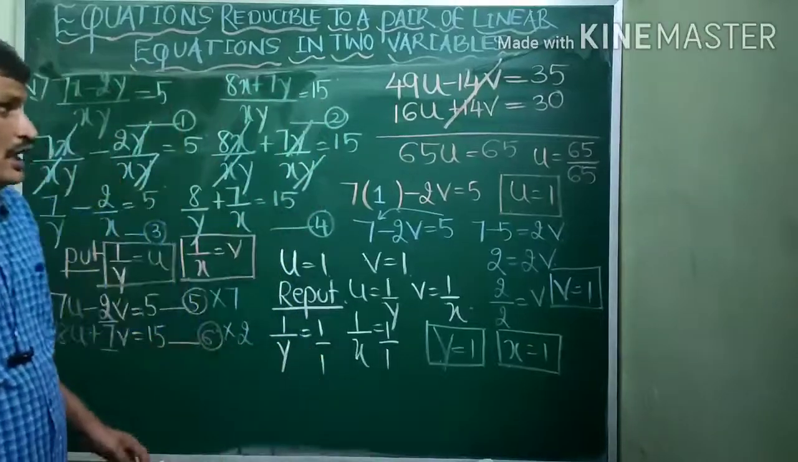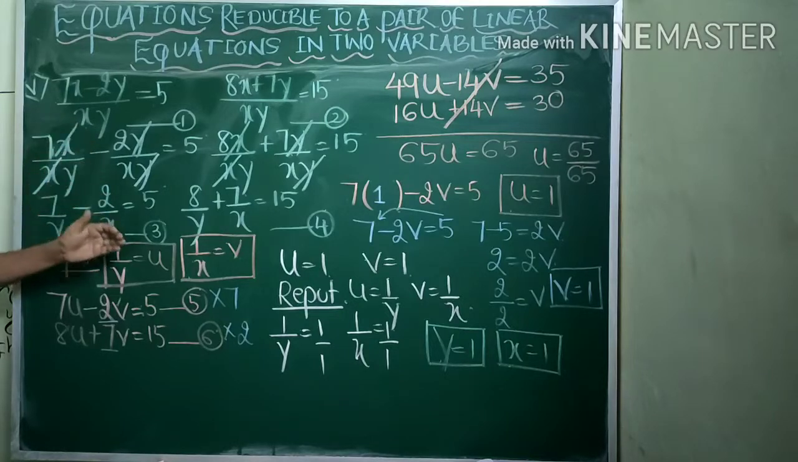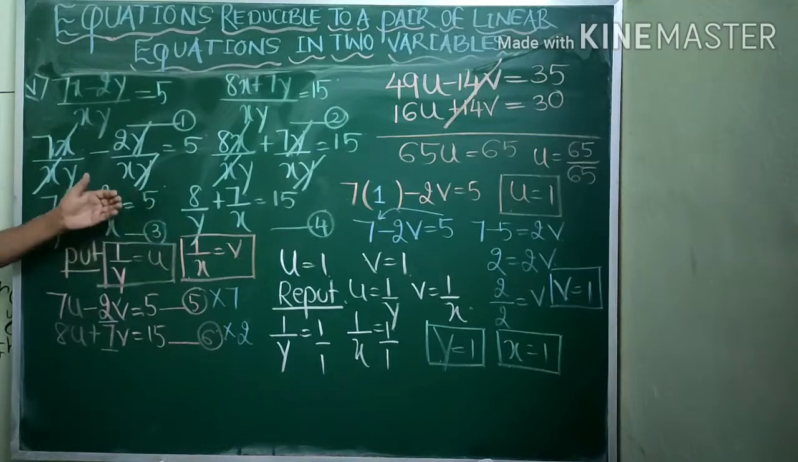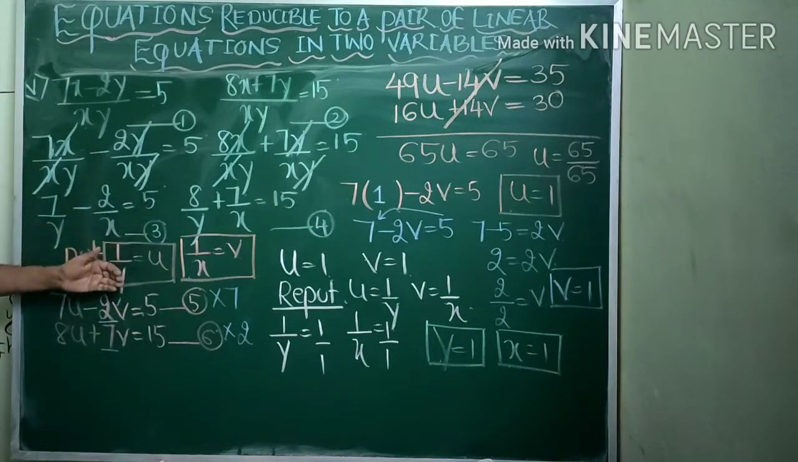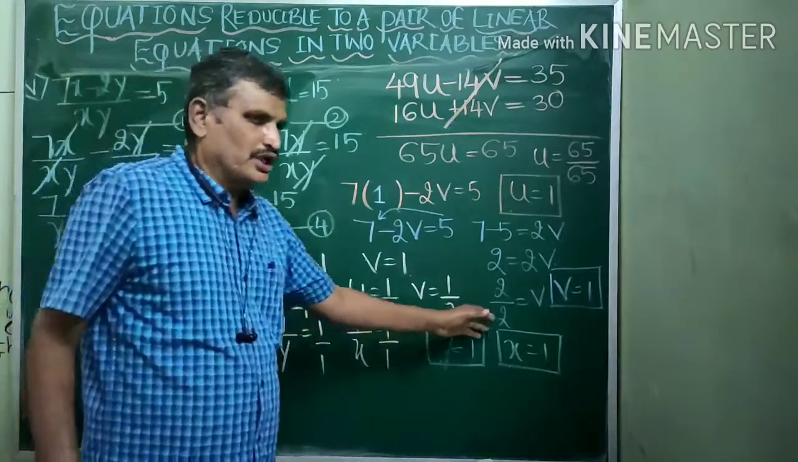So I hope you understood. Wherever you find 1 by x, you have to put u or v, whichever. In the last problems we put 1 by x as u. It doesn't make a difference. Here I have put 1 by y as u and 1 by x as v. So this is the solution. I hope you understood.